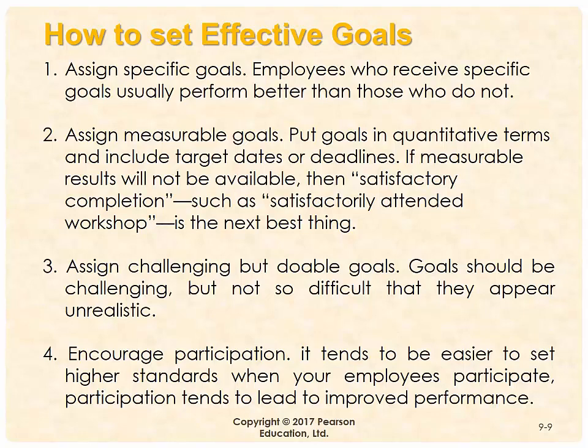Number 3, assign challenging but doable goals. This means that the goals should be challenging but not so difficult that they appear unrealistic. Number 4, encourage participation. It tends to be easier to set higher standards when your employees participate.